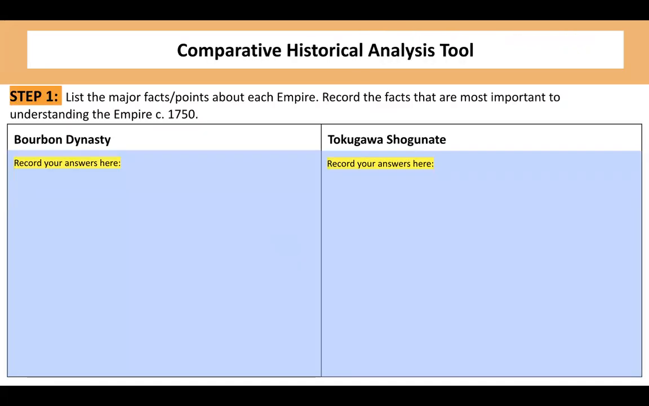If you wish, you may pause the video here to record what you know about the Bourbon Dynasty or the Tokugawa Shogunate. List as many major facts or points that you know. It could come from your own knowledge of world history or from the annotations that we had done from the previous video with the two sources. I'm now going to walk you through my step 1 so you can see what facts I put down.